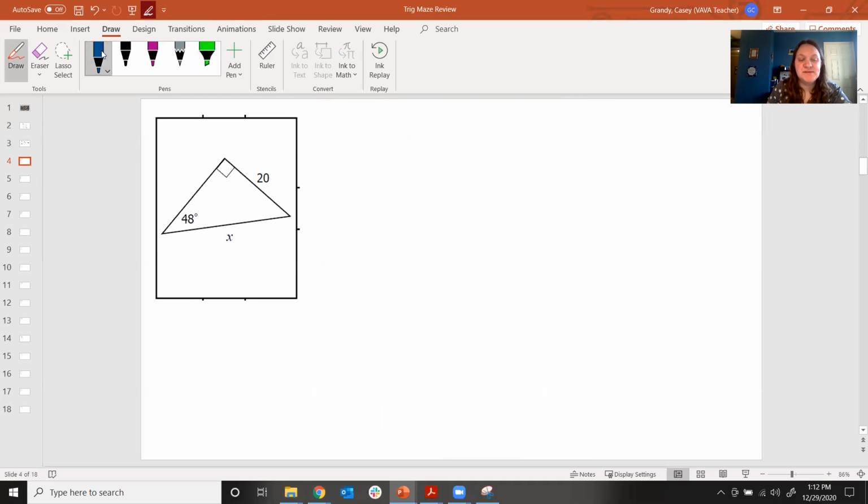Here it is a little bigger so we can see it. Put an arc on your acute angle. Label, this is an opposite. This one's a hypotenuse. So if you're looking at your SOH CAH TOA, you're looking for the one that uses O and H. That's SOH. The S stands for sine. So the sine of 48 equals the opposite over the hypotenuse.